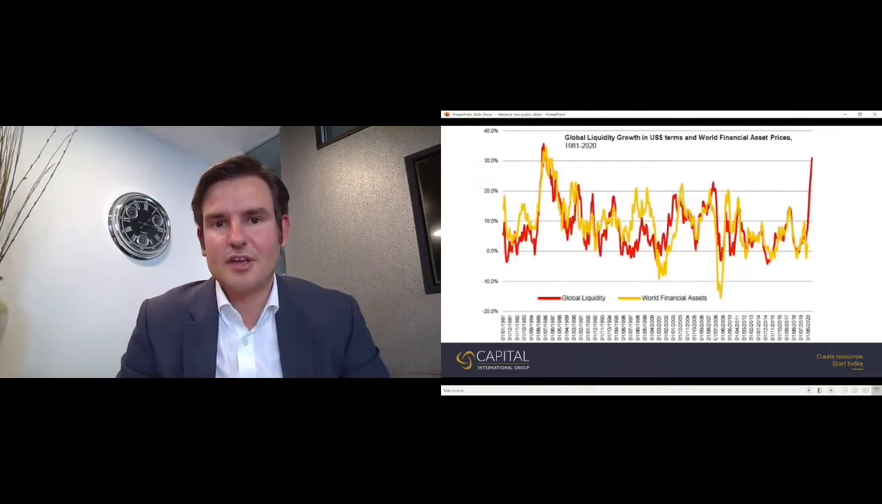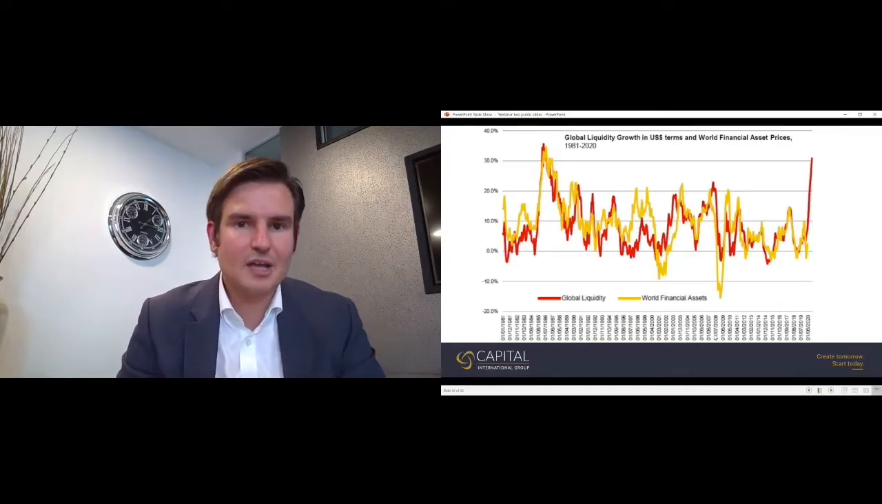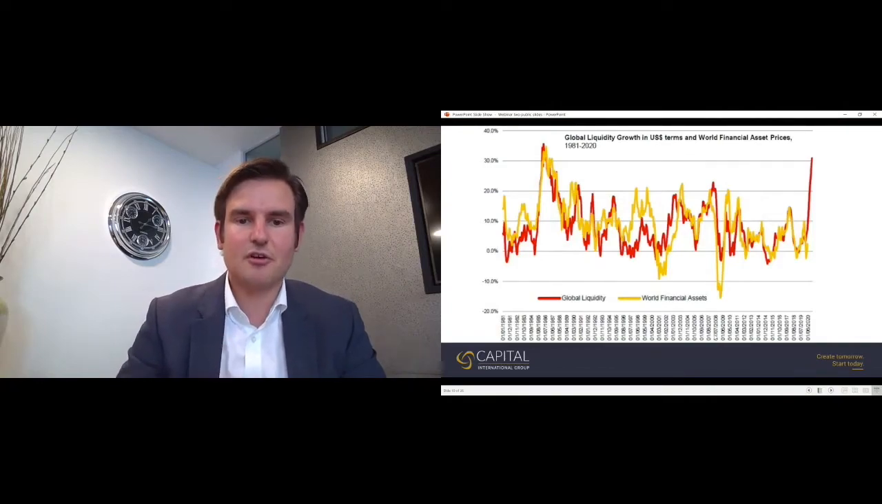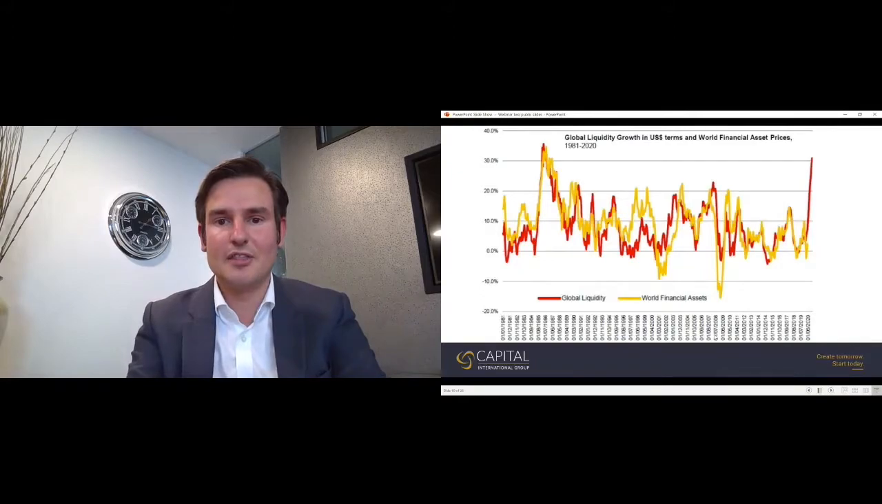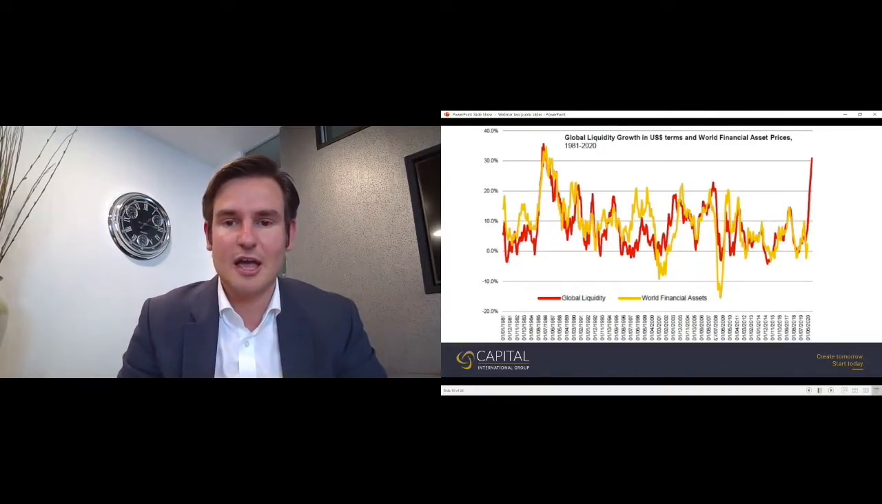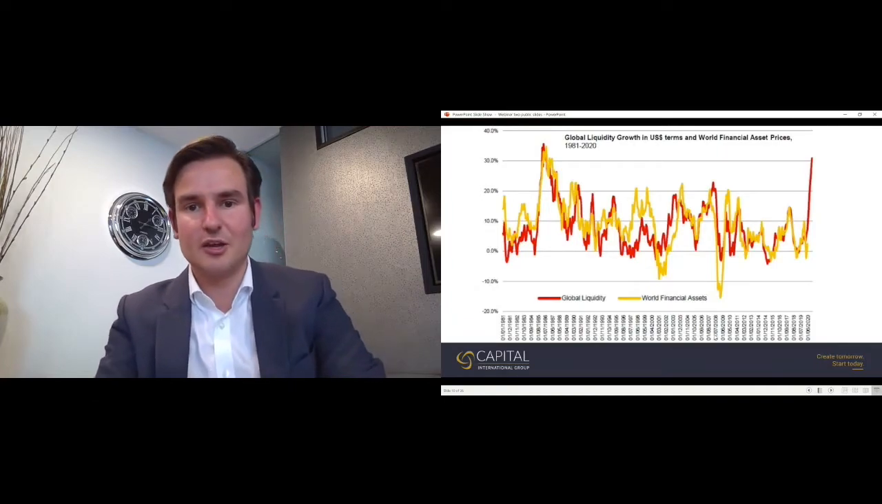And looking at it from a different perspective, here we can see that the stimulus from the Fed, from the Bank of England, from the ECB, from the Bank of Japan has created a huge amount of liquidity in the banking system. What we're going to do now is have a look in more detail at how the Fed in particular is planning to deploy some of that liquidity into markets.